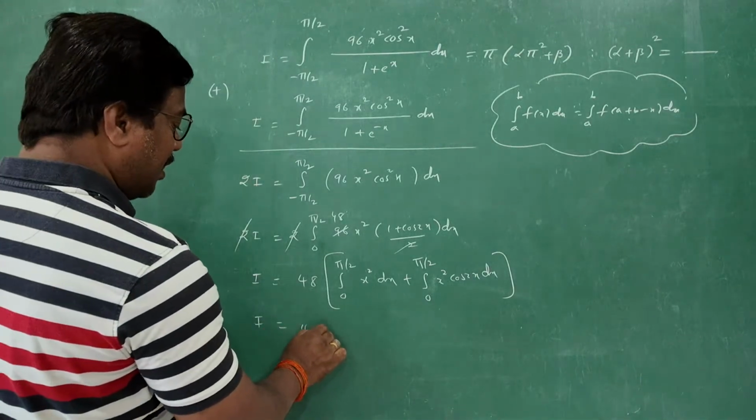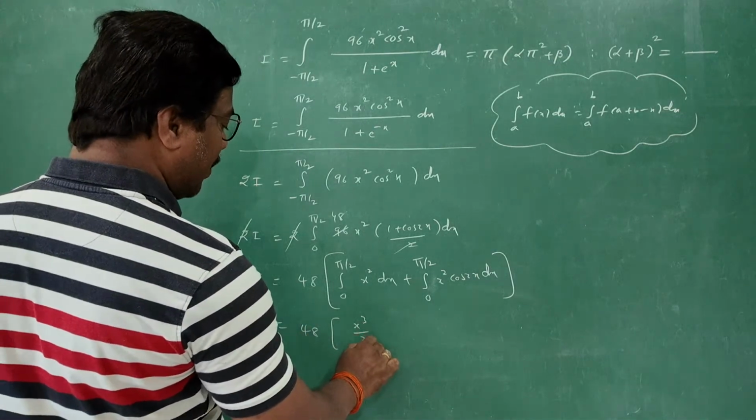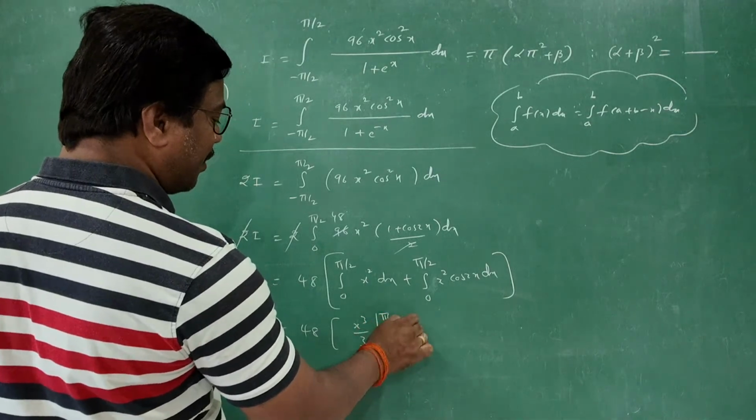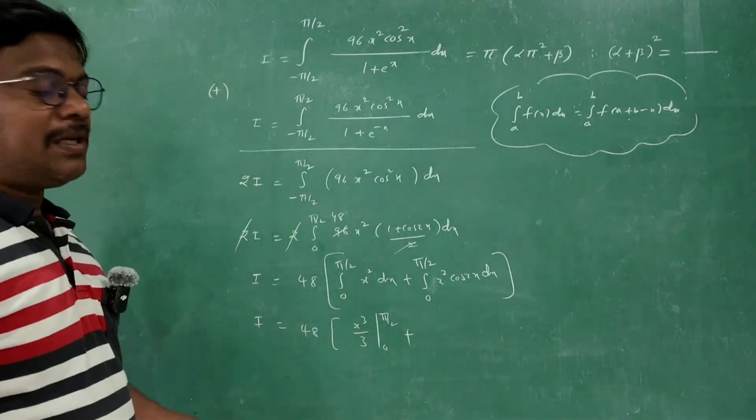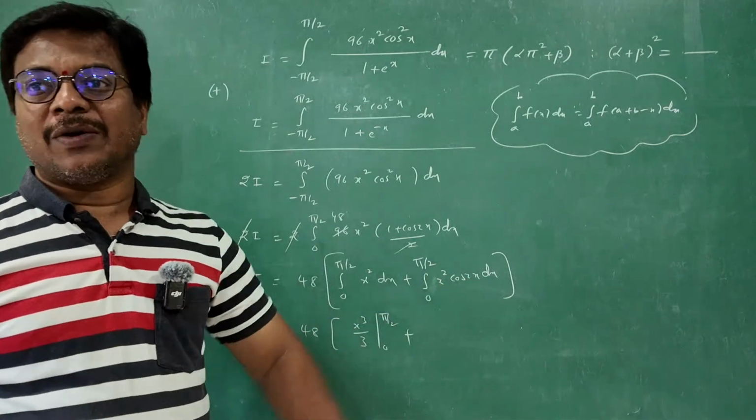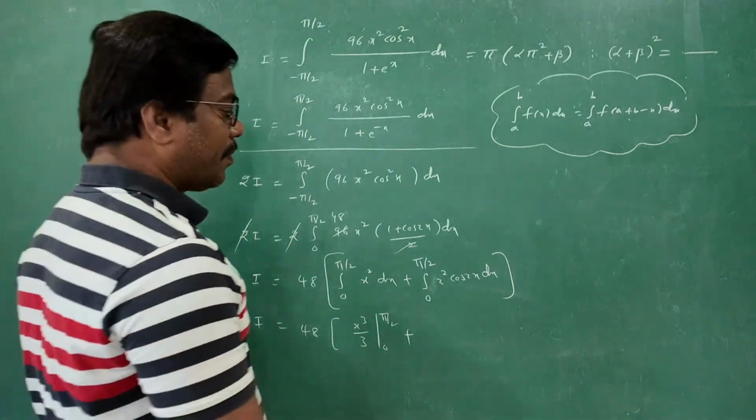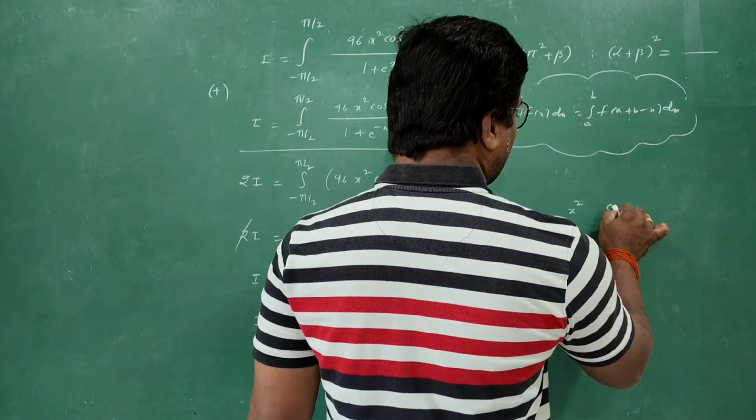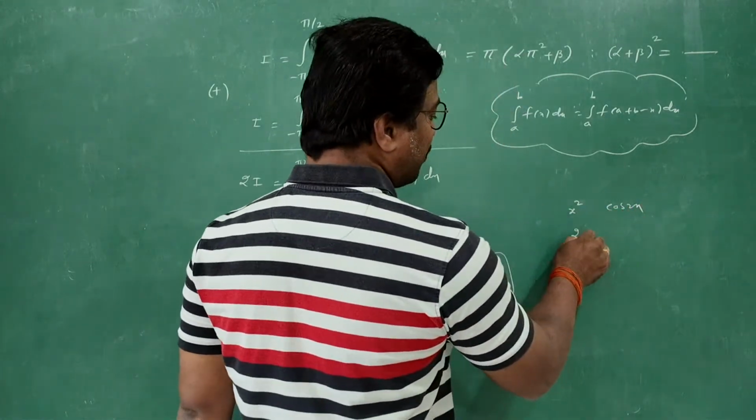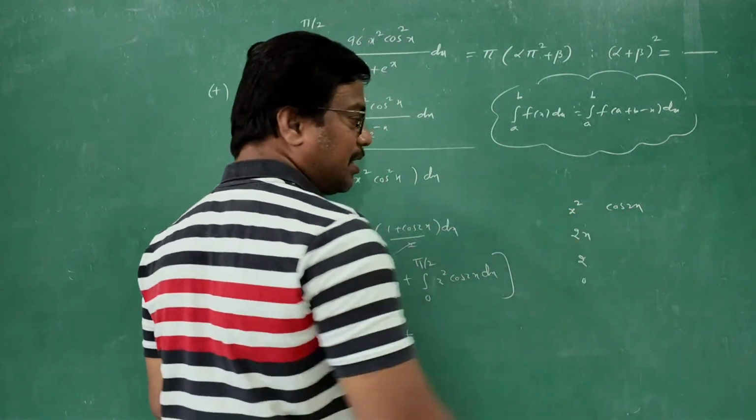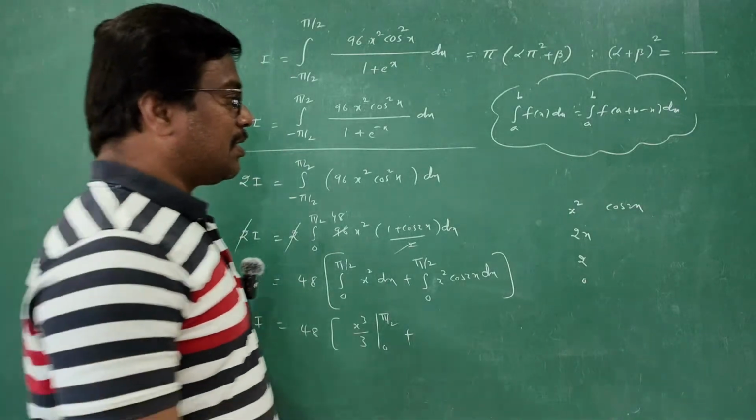First one is very easy. X cube by 3, apply limit 0 to pi by 2. Next, plus. Here we have to apply the UV rule. X square is u, cos 2x is v. X square derivative is 2x, next derivative 2 and then 0. Cos 2x integration.